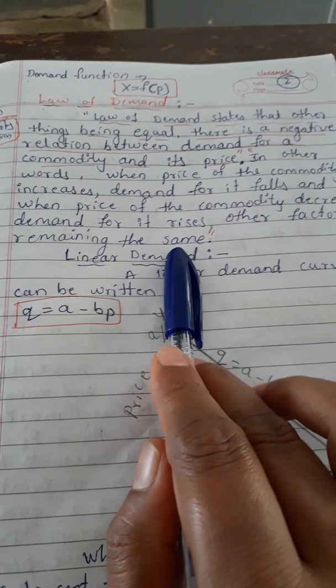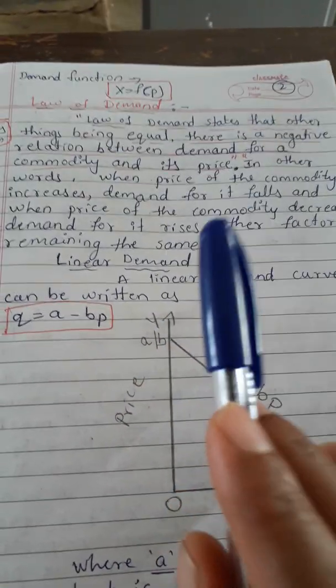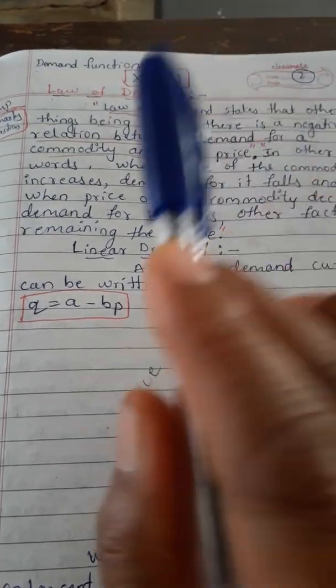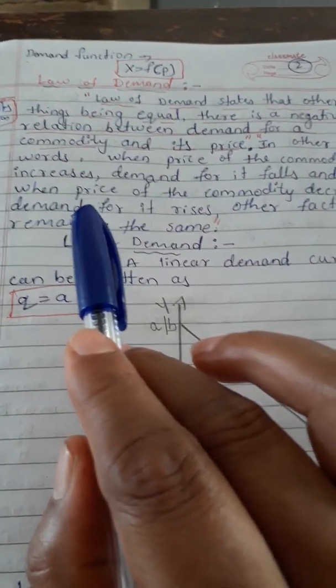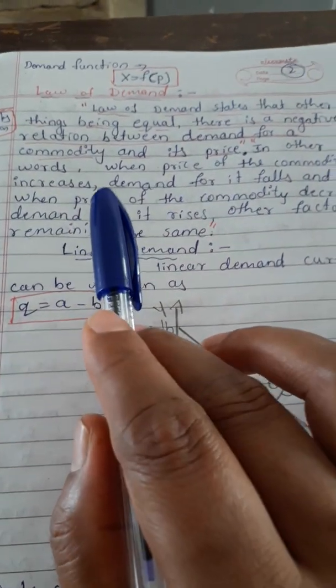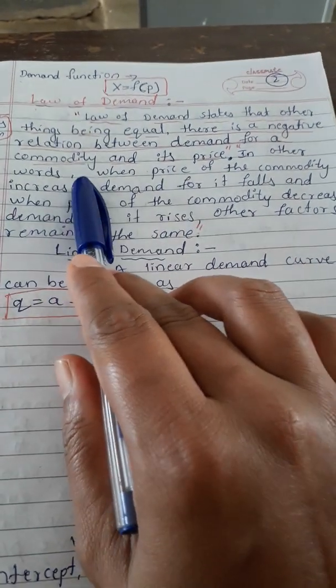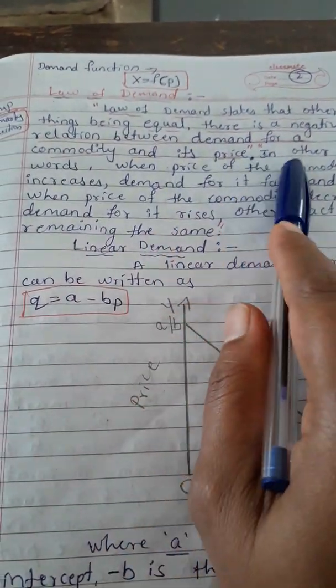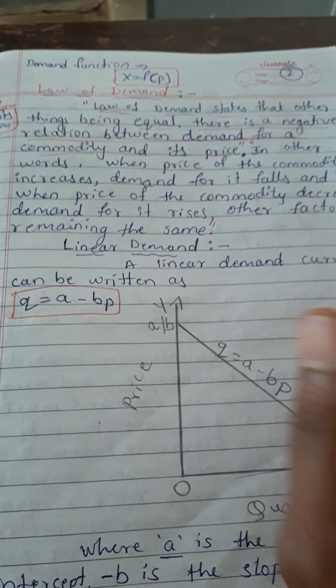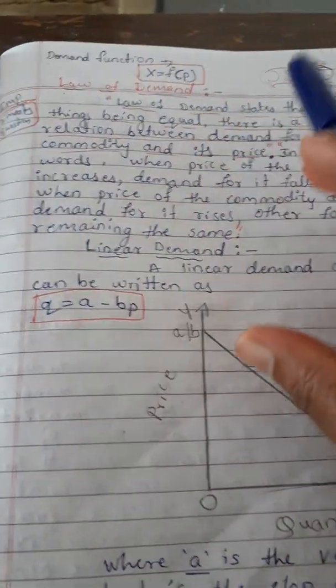When all of those are the same, only the price varies. When the price increases or decreases, that will be the effect on the quantity of demand. That is the reason the law has a negative form. It means a negative relationship between demand for a commodity and its prices. This is the law of demand.